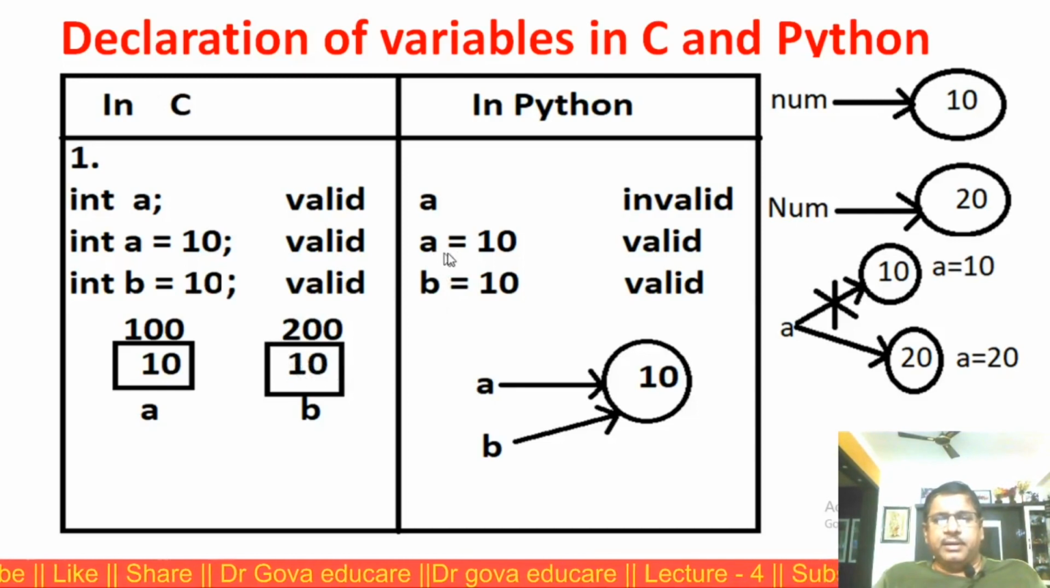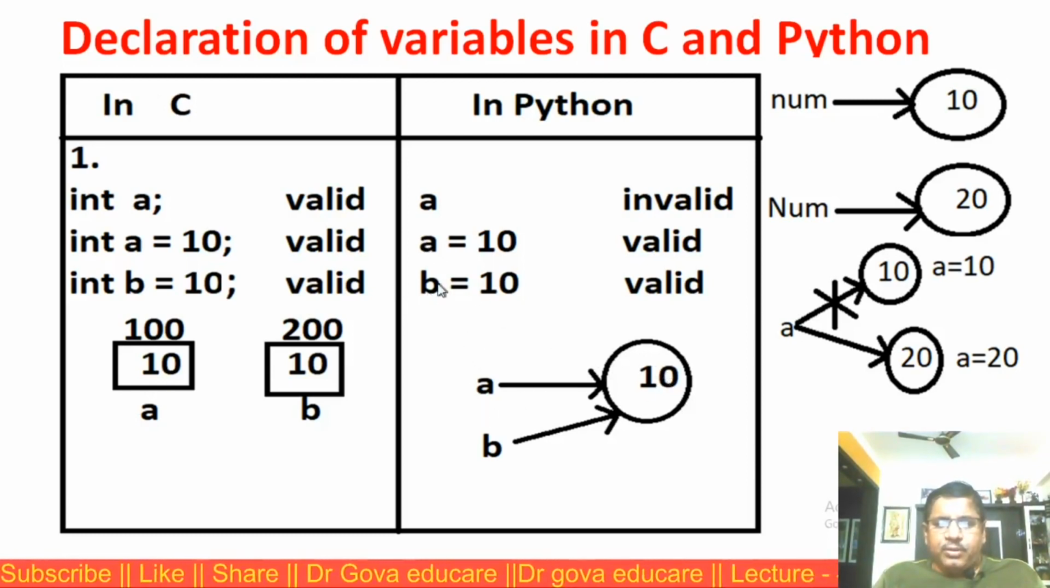Whereas in Python, a = 10. Now here a is a tag or a name. First, the object 10 is created. Now the tag or name references the object. Now b = 10, or a = b. Now the object 10 is already created, so the tag b is a reference to the same object.